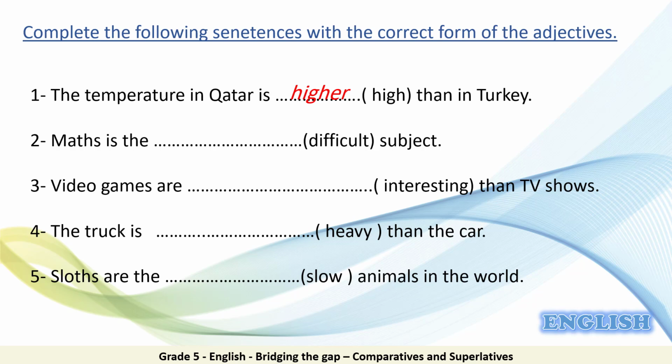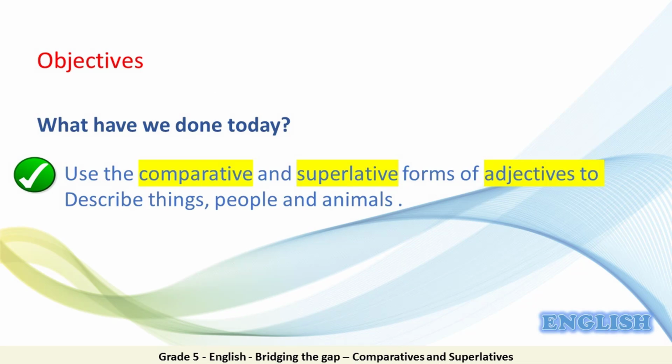Have you finished? Now check your answers. Great! Let me remind you of what we have achieved today. We have achieved one objective. Use the comparative and superlative forms of adjectives to describe things, people, and animals.